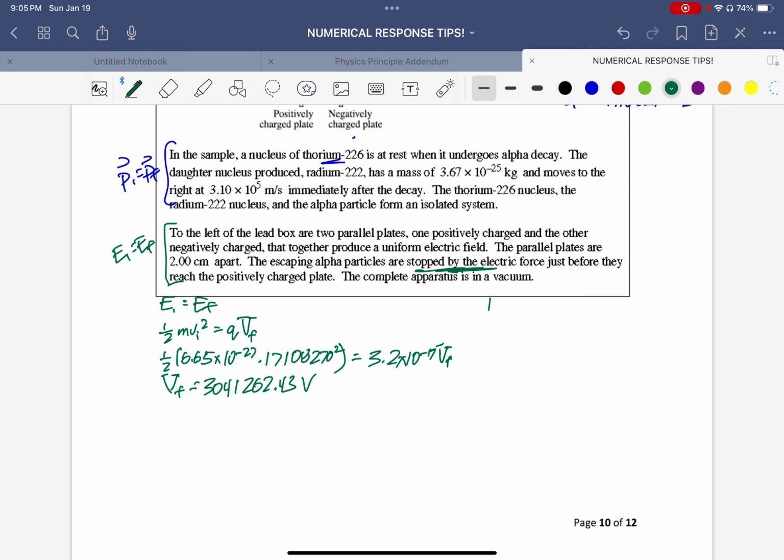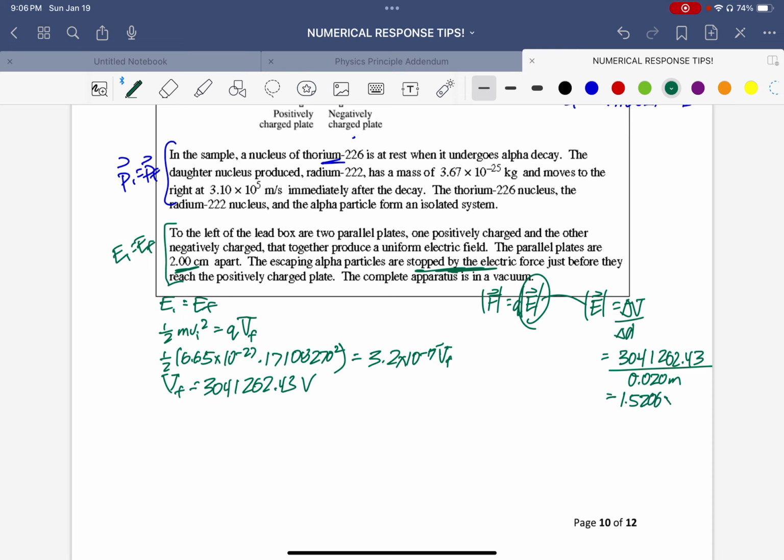Now here's the thing though, we're looking in this question for the magnitude of the electric force. Electric force is Q times electric field. The electric field between two parallel plates is delta V over delta D. We just solved for the potential difference, 3041262.43, the potential difference between the plates that we just solved for using conservation of energy. The distance between the plates, we're told, is 2 centimeters, 0.020 meters.